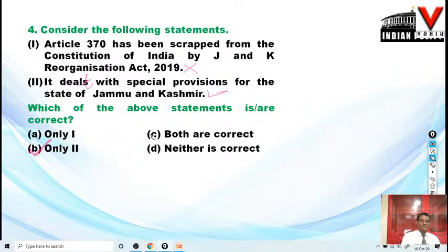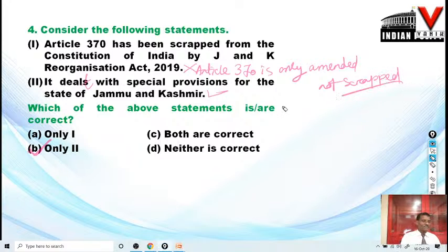Okay, only 2, because Article 370 is not scrapped. Article 370 is only amended, not scrapped. It is the clause that has been scrapped. The article is still there. Okay, Nikita, got it? Not both, because it has not been scrapped. It has been only amended. So the answer is B, not both. Kindly remember these things also, because we have an idea that 370 has been done away with. No, Article 370 has not been done away with. Now proceed.